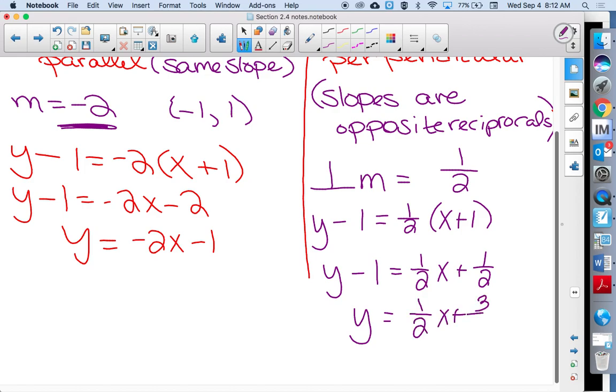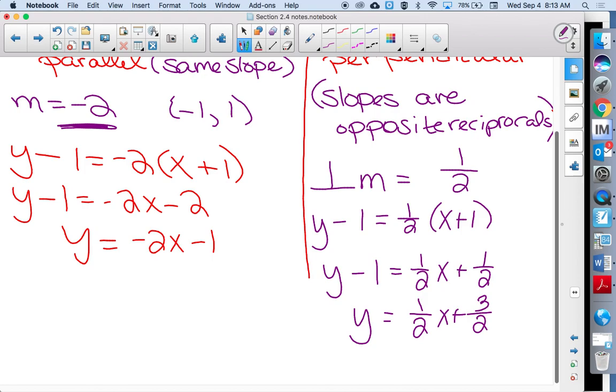Nice job. Again, keep that as a fraction, not a mixed number. So you're adding 1 to 1/2 and you get 3/2. So now I have that line that's going perpendicular. So I have a set of parallel lines, and then we have that perpendicular. Questions?